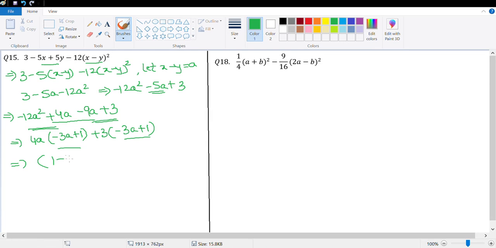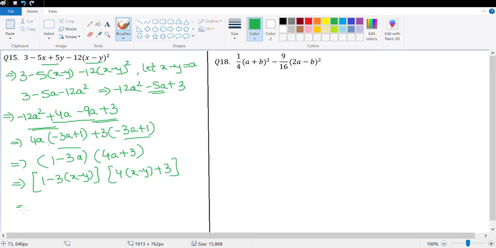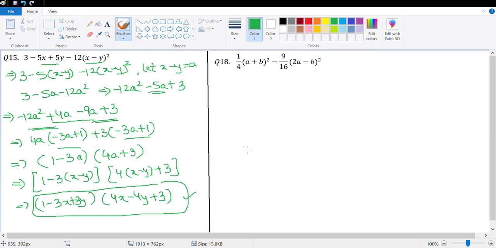So I could write this as 1 minus 3a. And what remains from the first term is 4a. What remains from the second term is 3. Let's substitute values because I've introduced a as a variable on my own. So this is 1 minus 3 times x minus y multiplied with 4 times x minus y plus 3. So this would be 1 minus 3x plus 3y multiplied with 4x minus 4y plus 3. That's the final answer. Good, let's move on to the next one.